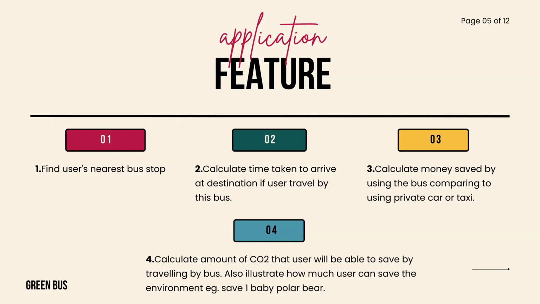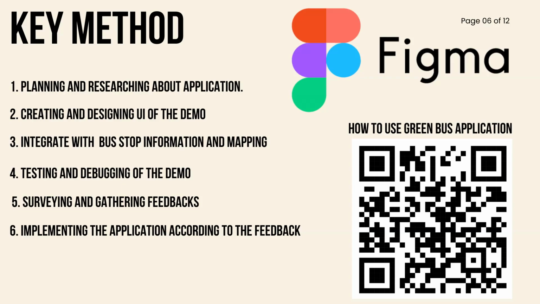And now let's take a look at the key methods that we have used to build our application. Moving on to the next slide, I'm going to talk about our key methods that we use to accomplish our application. Firstly, we planned and researched our application. Secondly, we created and designed the UI of the demo. After that, we integrated the bus stop information and also mapping information. After that, we tested and debugged our demo. Then we surveyed and gathered some feedback. And last but not least, we implemented the application according to the feedback that we received.